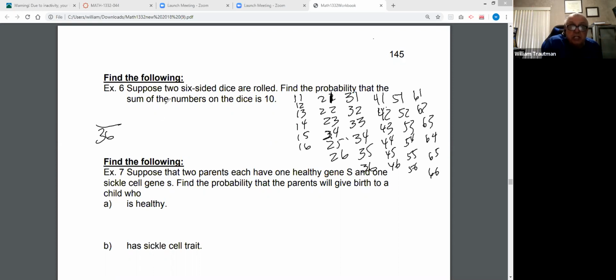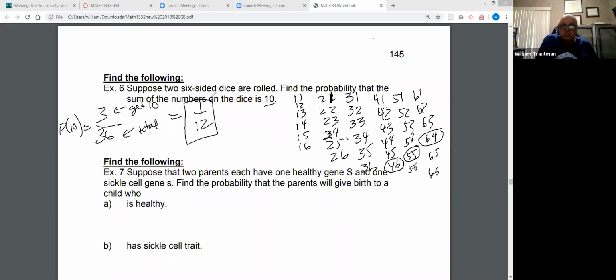So find the probability that the sum of the numbers is 10. Let's circle all the numbers that add up to 10. There's 1, there's 1, and there's 1. Anybody see another one? I think that's it. Those are the only 3. So there are 3 out of 36. The probability of getting a 10: there are 3 numbers that get me a 10 out of 36 total possibilities. This reduces to 1 over 12. You can change it to a decimal, but it reduces to 1 over 12. They both divide by 3.